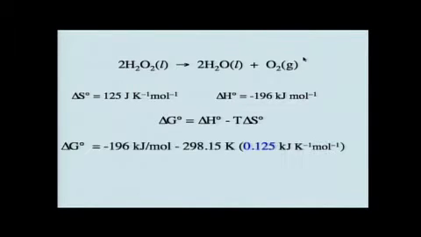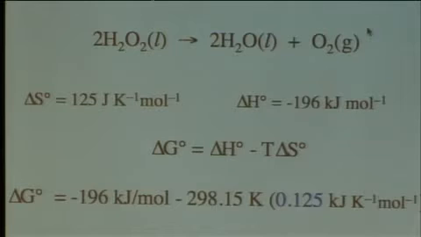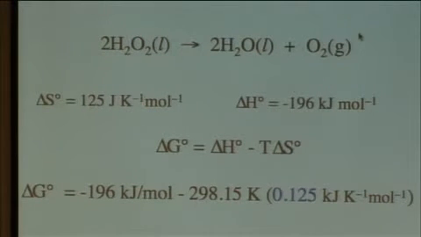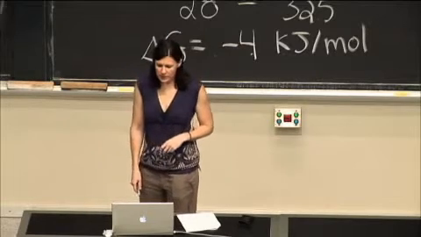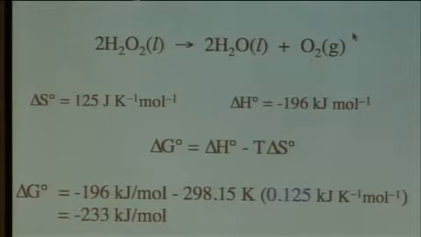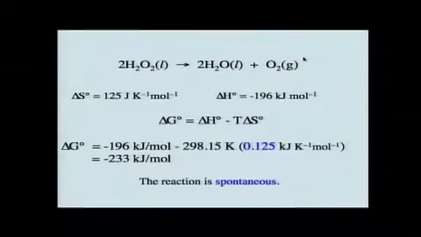Delta G is equal to delta H minus T delta S. So if we plug all of this in, we have our delta H is negative 196 kilojoules per mole minus our temperature. And I wanted you to write this in again because I want to make sure you get in the habit of converting our joules to kilojoules. It's 0.125 kilojoules per Kelvin mole. So we end up with a delta G of negative 233 kilojoules per mole. Is that spontaneous or non-spontaneous? Great, so the reaction here is spontaneous.